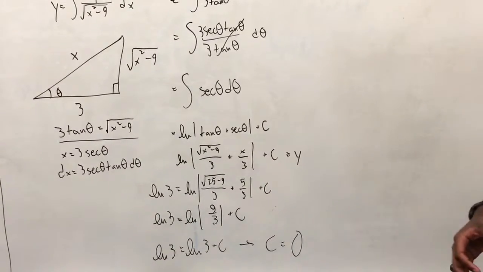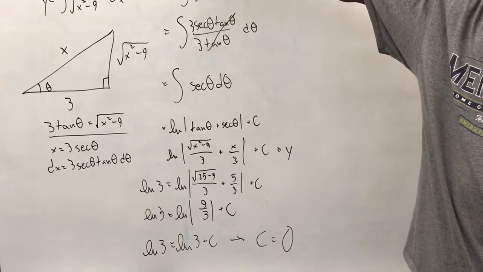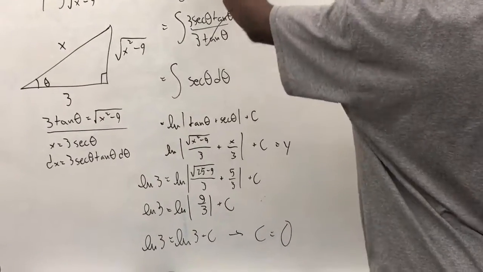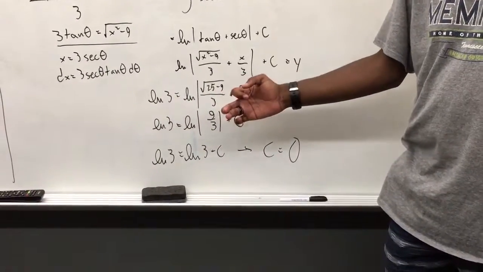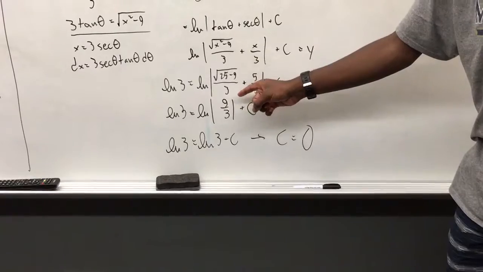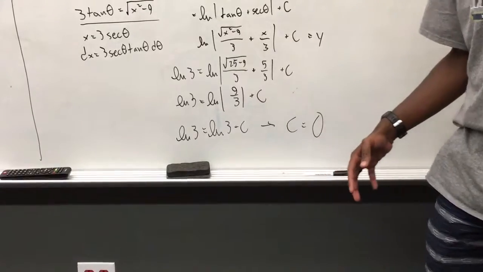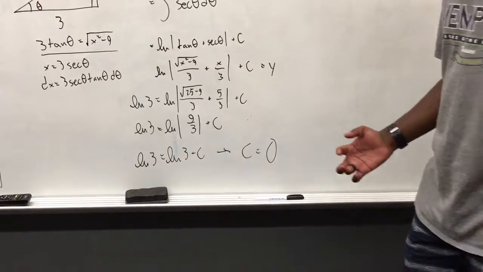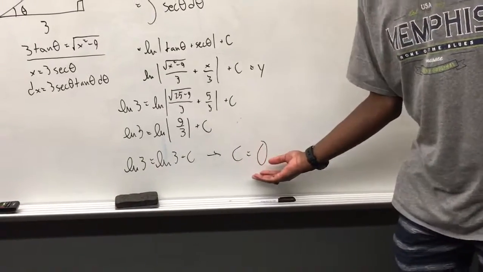Now what we want to do, since it's an initial value problem, our initial value is ln of 3, where x equals 5. So we want to put ln of 3 for y and 5 for x. So when we do that, we get the natural log of the square root of 25 minus 9, which is just the square root of 16, which is 4. So we get 4 over 3 plus 5 over 3. So we get the natural log of 9 over 3, which is just 3. So you have ln of 3 is equal to ln of 3 plus c. And since we can't do anything with c to make this any more true, c is equal to 0.